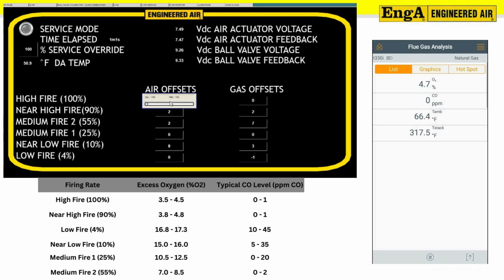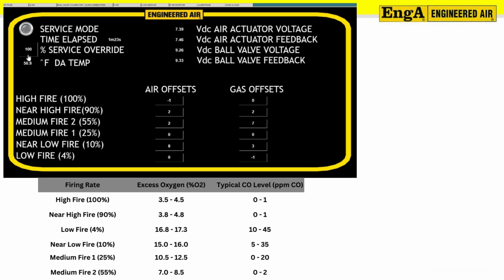Anytime you adjust the high fire air offset, recheck the manifold pressure to verify it's still in range. Anytime the manifold pressure is changed, it will affect the oxygen reading, and anytime the combustion air is adjusted, the manifold pressure can also change. Notice that the gas offset for high fire is set to 0, and any adjustment to this firing rate is made mechanically through the gas regulator.